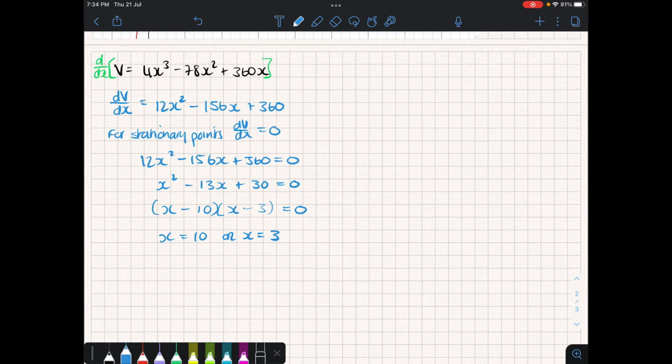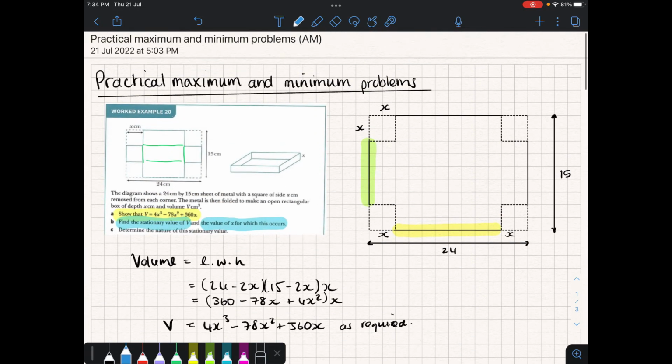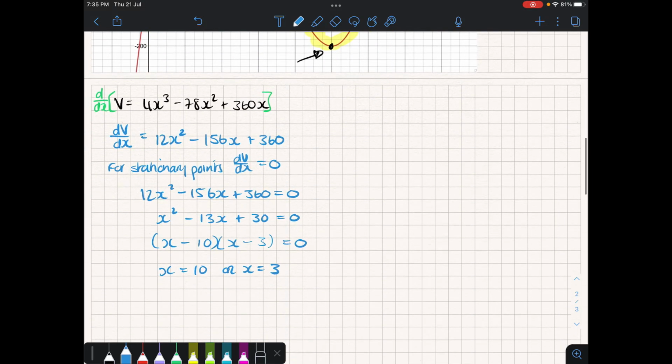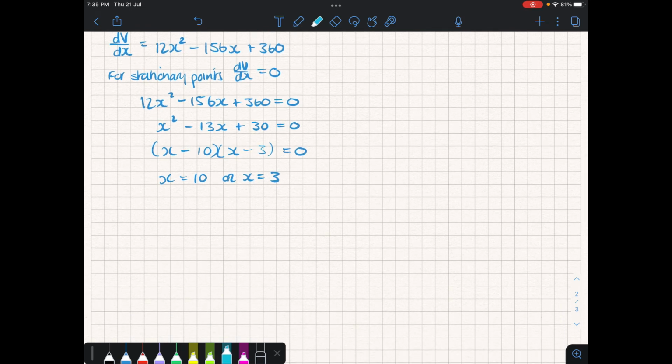So what we need to do is go back to the original question and have a look at it and consider whether these both are going to work. So x equal to 3 will work for both the width and the length, but x equal to 10 will not work in this direction here because I can't take away 10 from both sides and go in, because then I'll be having negative length. All right, so x equal to 10 cannot be a solution. So we're only going to consider the x equal to 3 as our solution.